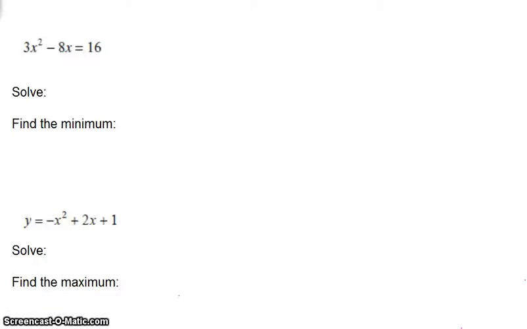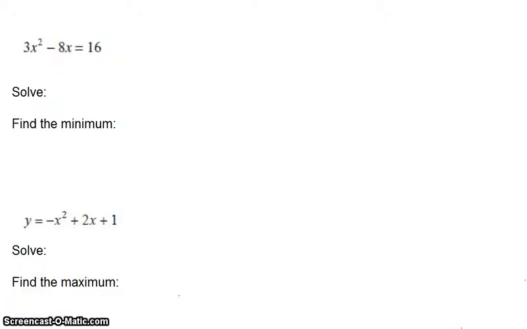Hi guys, so today we're going to talk about graphing quadratic equations. We're going to solve them as well as finding the max or the min on our graphing calculators. We're going to do this for both a positive quadratic, which faces up and has a minimum, as well as a negative quadratic, which faces down and has a maximum, just because there's a slight difference when you are looking for that vertex.